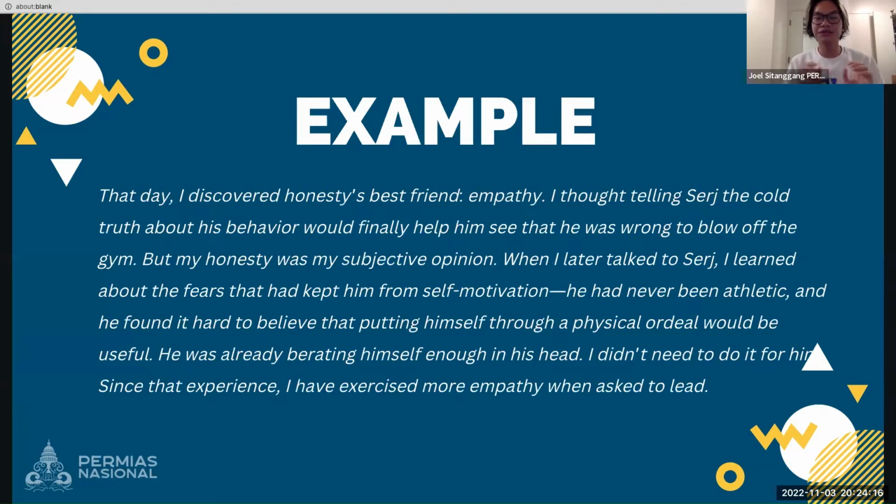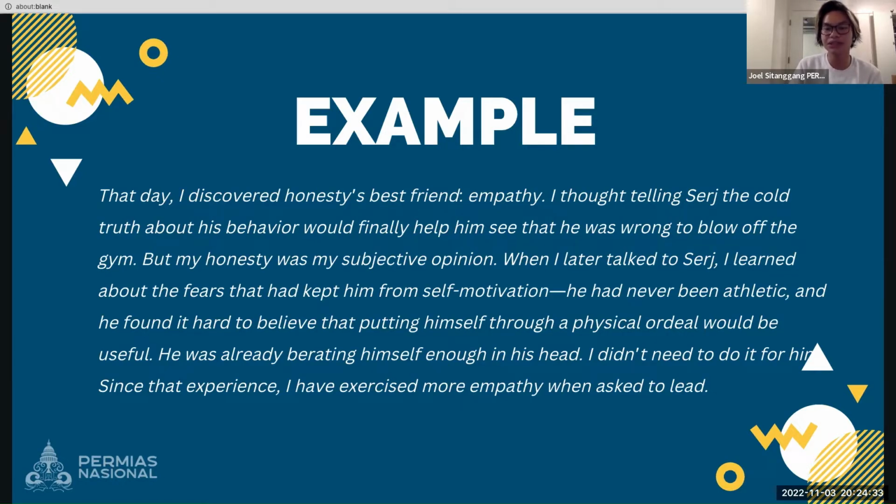All right, so this was an excerpt from someone I know. They allowed permission, but they want to remain anonymous. That day, I discovered honesty's best friend, empathy. I thought telling Serge the cold truth about his behavior would finally help him see that he was wrong to blow off the gym. But my honesty was my subjective opinion.